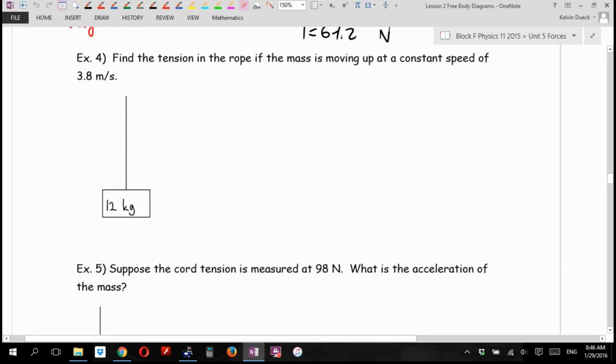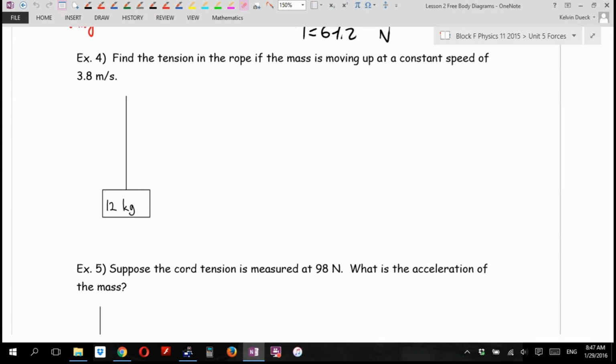Example 4. It says, find the tension in the rope if the mass is moving up at a constant speed of 3.8 meters per second. Ryan, what does this question want me to find? Okay. You know what? Did they give me a picture?